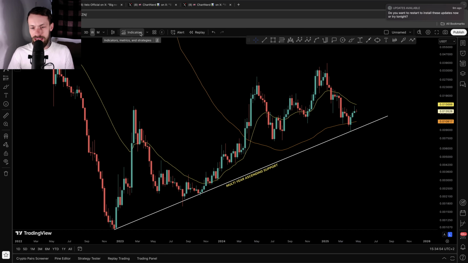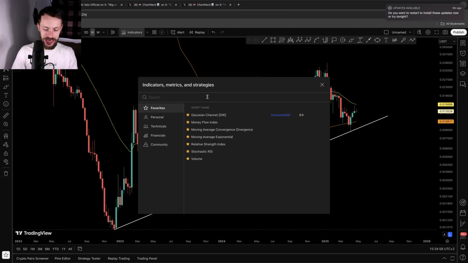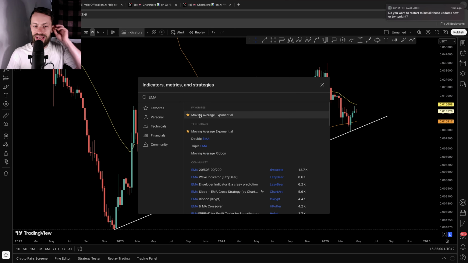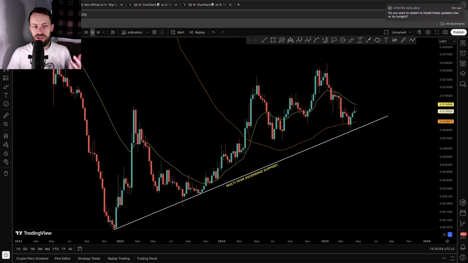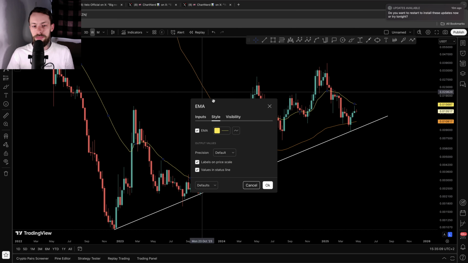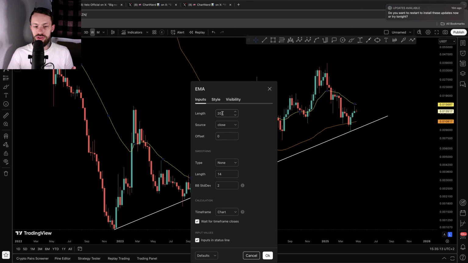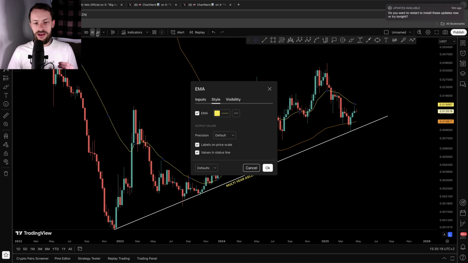So how do you get these EMAs and SMAs on your chart? Simply go to indicators, type in EMA, and it will come up as moving average exponential. You can add it to your charts and then customize it up here in the top left, guys. If you come to the settings, you can choose the colors for your style, and you can also choose the size or length of this EMA. Again, we're looking at the 20 EMA on the weekly time frame, and I've got it as yellow just because it's nice and bright and easy to see.